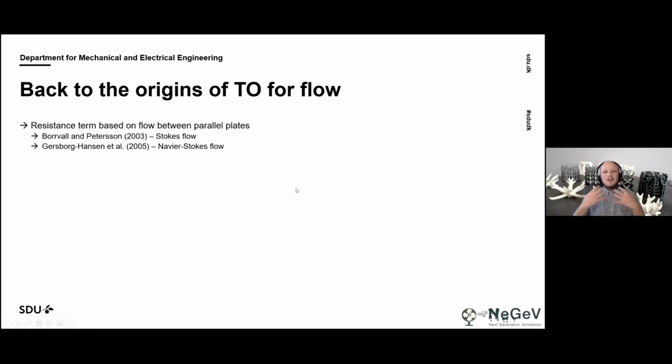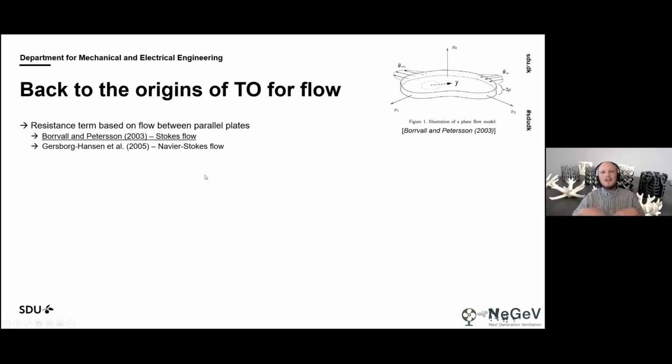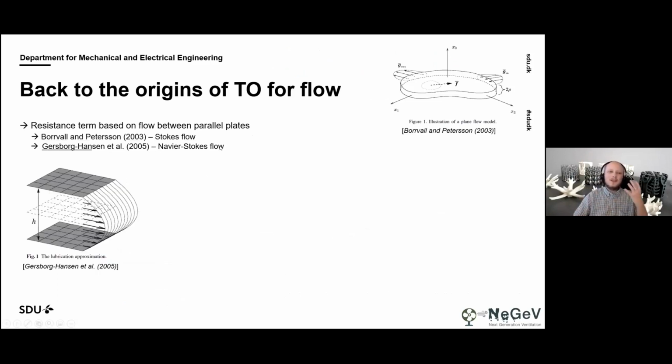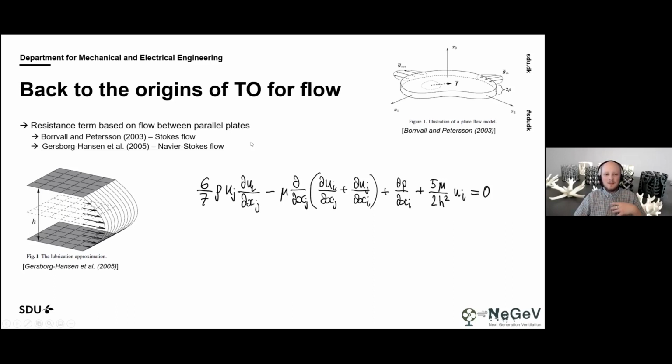So this was the origin of topology optimization for flow. That was the introduction of a resistance term based on the flow between parallel plates. In 2003, Borrvall and Petersson did so for Stokes flow, and in 2005, Gersborg-Hansen et al. extended this to Navier-Stokes flow. But the ideas were basically the same. For Navier-Stokes, we get this equation here if we assume a fully developed flow profile in the through thickness direction. And we get these two non-standard terms.